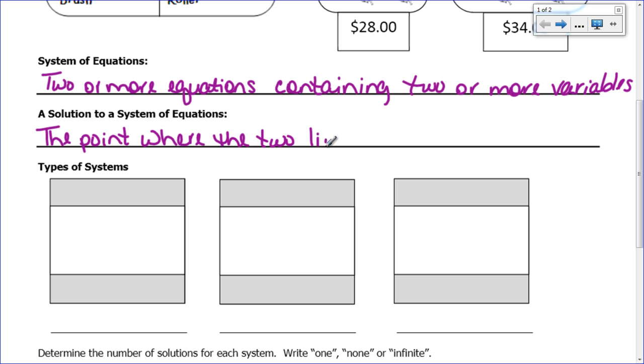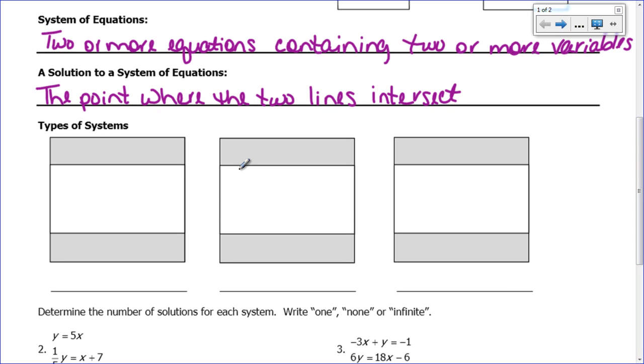And we talked about that on your video over the weekend, and you found the intersection point. So that's what a solution is. Since a solution is where two lines intersect, we have to talk about how many types of systems there are. There are three. The first type of system is the one you'll see the most often. You'll be the most familiar with it. It's called an intersecting system, and that's where the two lines just intersect one another. And because they intersect in one point right here, they have one solution.